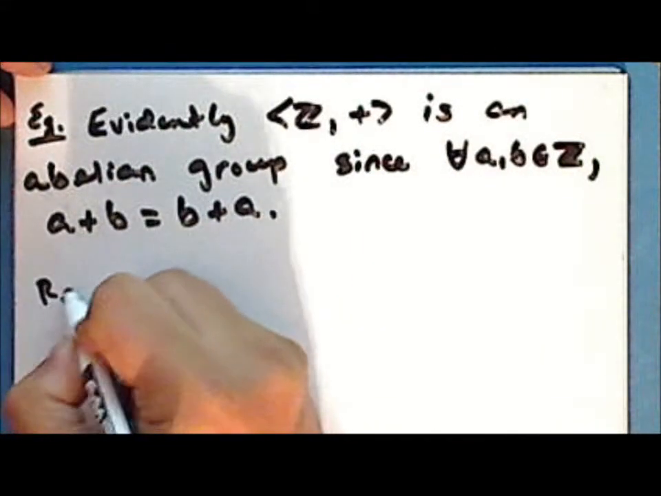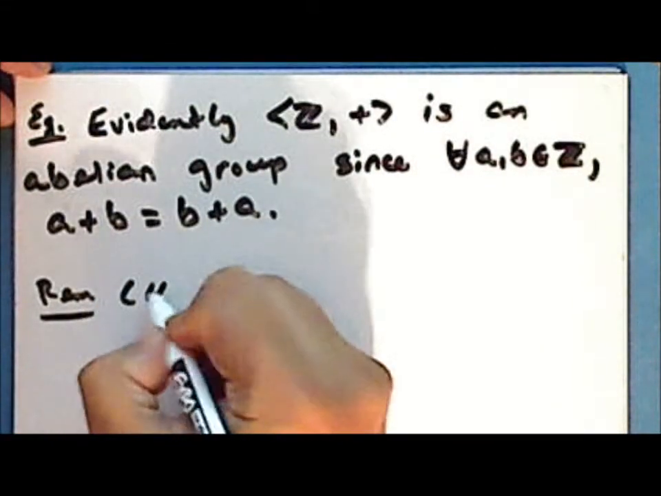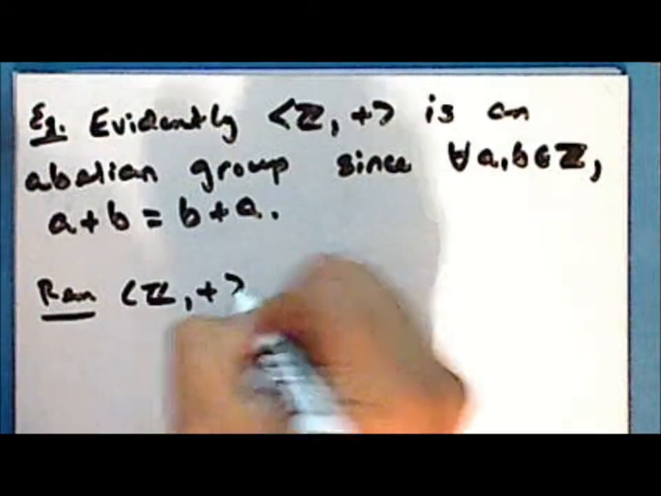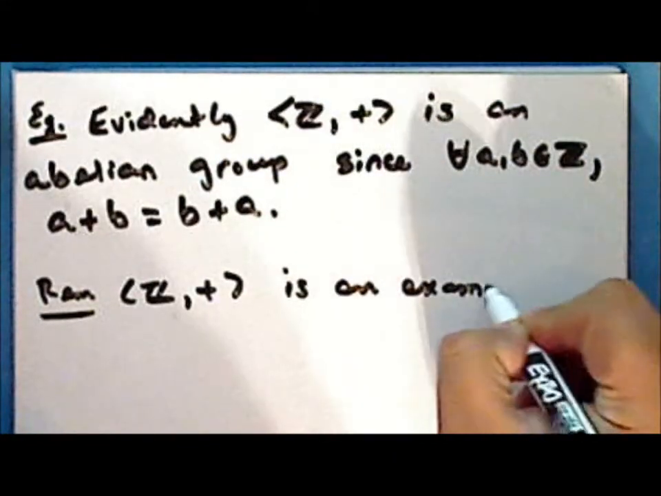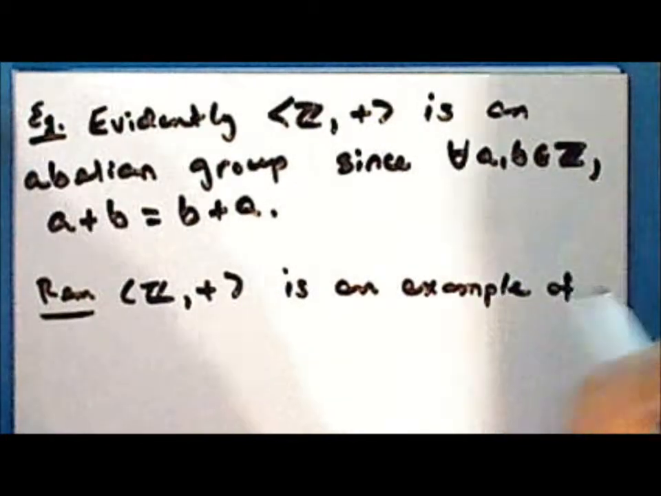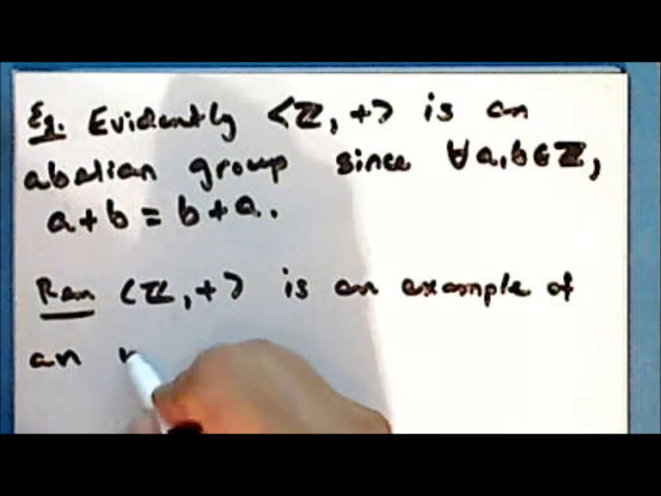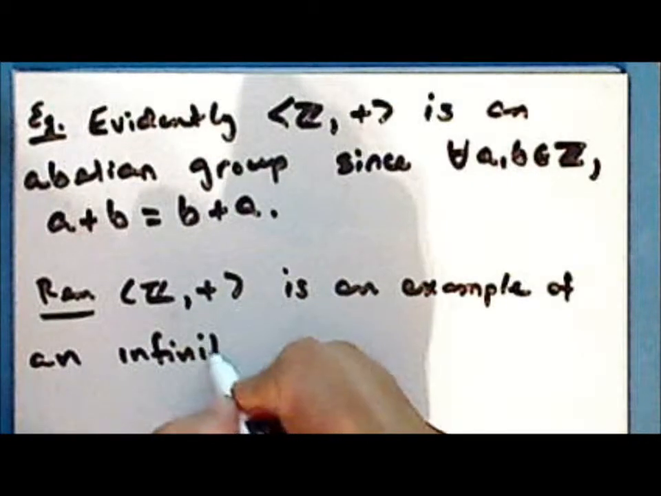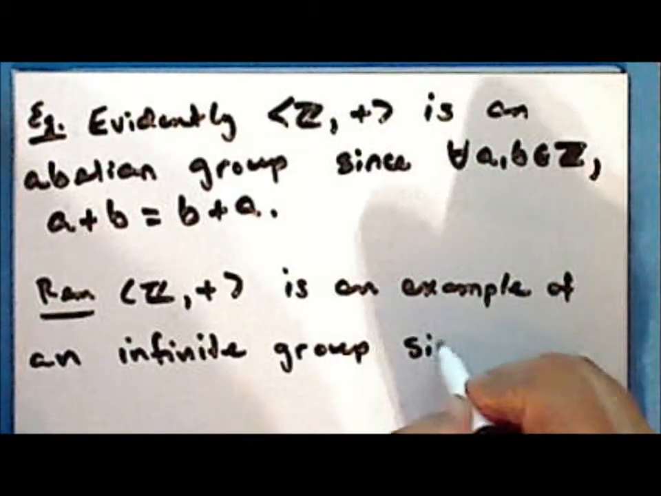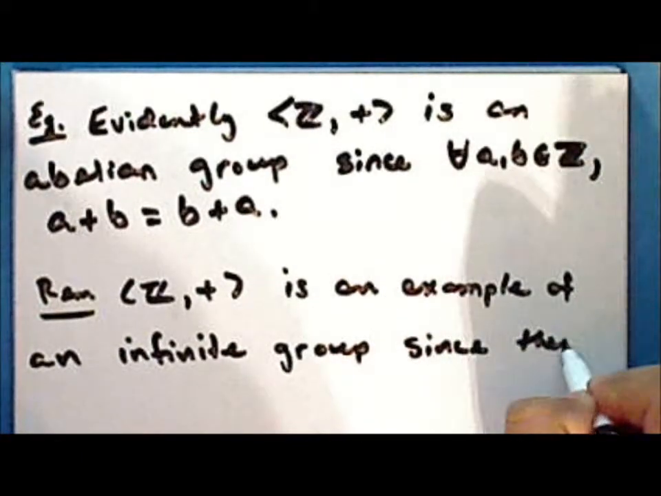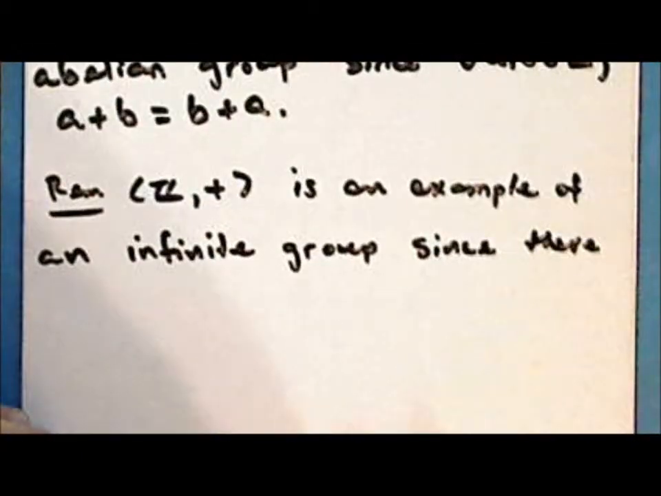Now, the integers under addition is an example of an infinite group since there are an infinite number of elements.